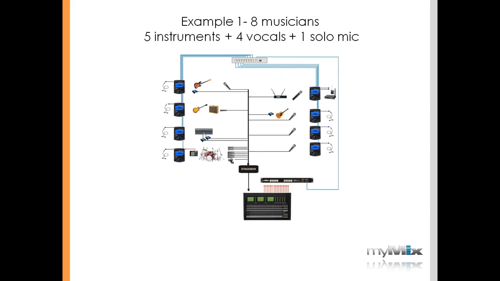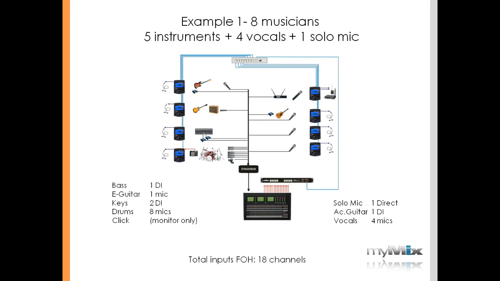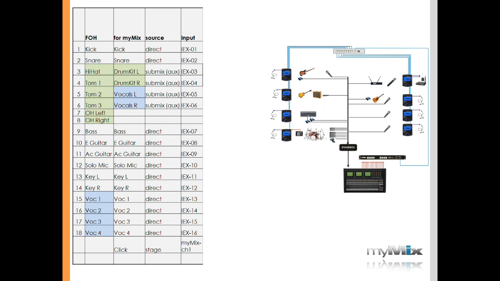We have a band here with a typical setup, 8 people on stage in total. So we have a bass, a guitar, a keyboard, a drum kit with a total of 8 microphones, a solo mic, an acoustic guitar, and 4 other vocal microphones. So a total of 18 channels at the front of house console. And now let's look how this translates into channels for our personal monitor mixing system.